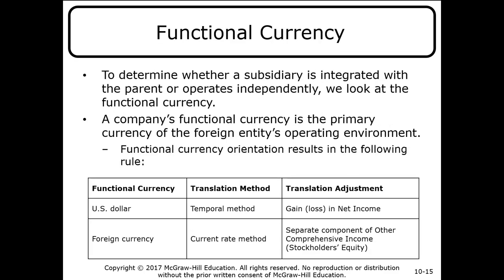So what method do we have to use? Well, it's derived by what is the functional currency. If the functional currency is the US dollar, then we translate using the temporal method. Gains and losses are taken currently to the financial statement. If the functional currency is the foreign currency, then we use the current rate method, and it falls under other comprehensive income in the stockholders' equity section.